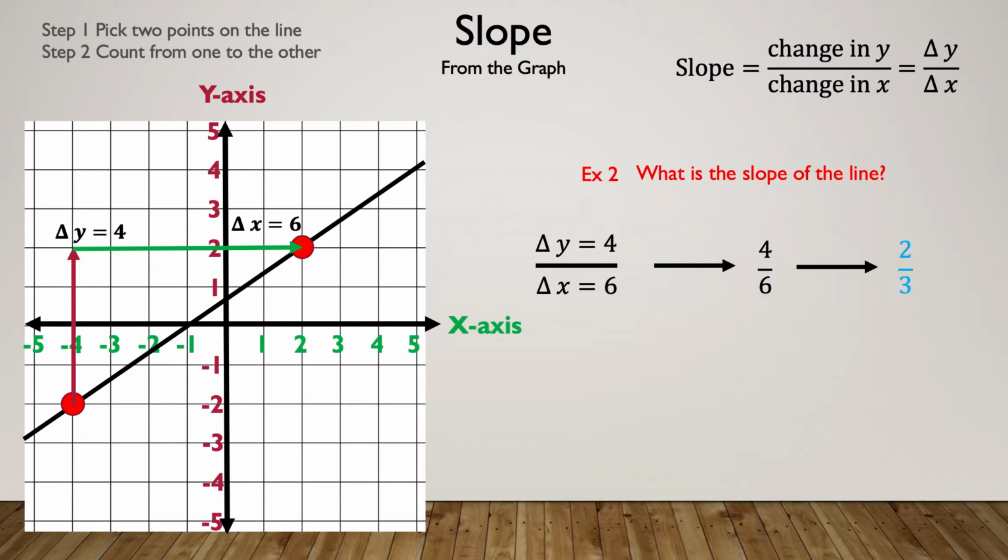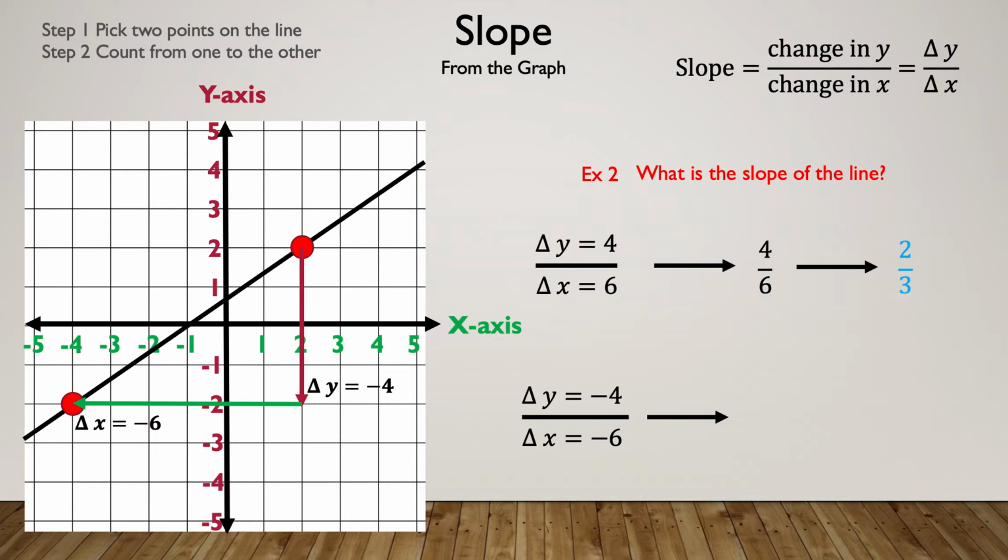And that is our answer. Now let's go ahead and verify and check going the other way and see if we did it correctly. So this time we're going to go down 4 spaces, and that's going to give us delta y is equal to -4. And now we're going to go to the left 6 spaces, so our delta x is equal to -6. And so we can just write down the numbers of -4 over -6.